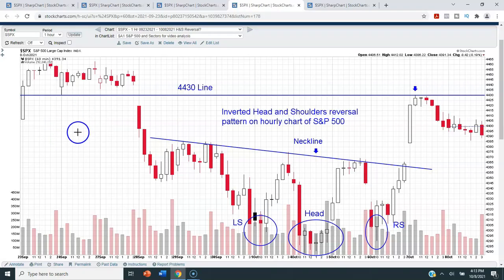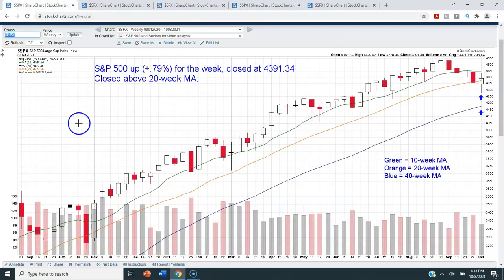We will come back to this chart in just a couple of minutes, but I want to start with a weekly candlestick chart of the S&P 500 to get a big picture view of what happened for the week. So each candlestick on this chart does represent 1 week of trading, and this chart goes back to September of 2020. So we have a little over 1 year of data here.